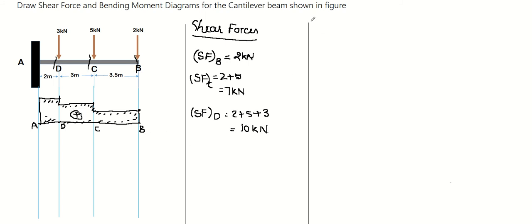Now we shall calculate bending moments. What is actually bending moment? By definition, for this type of diagram, bending moment is generally considered as the sum of moments taken right or left of the section. Moment is a force multiplied by the perpendicular distance, causing a rotation. It may be clockwise or anti-clockwise.